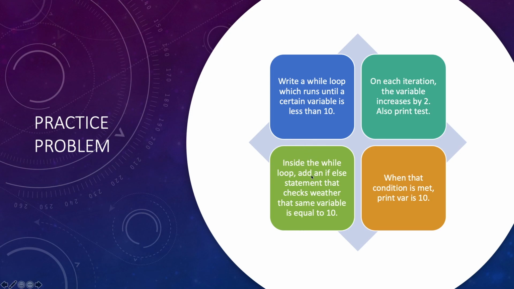So inside the while loop, add an if-else statement that checks whether the same variable is equal to 10. Okay, and when that condition is met, when the variable is equal to 10, print var is 10. Okay, I hope you guys find the solution to this and you find it easy.